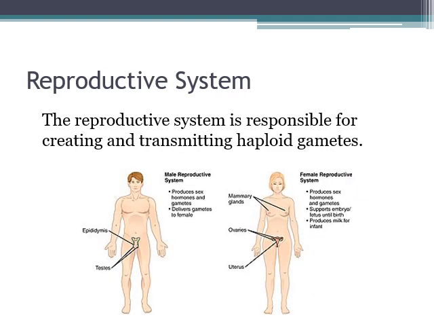Reproductive system, it's responsible for creating and transmitting haploid gametes. All the rest of your cells are diploid. These cells are haploid. So this produces your eggs and your sperm.